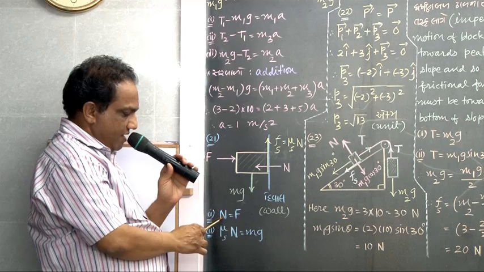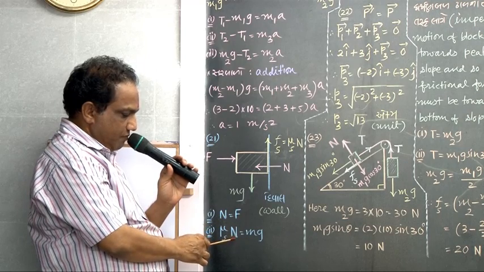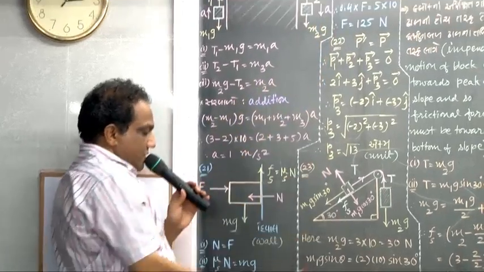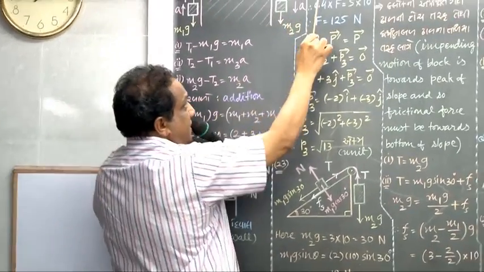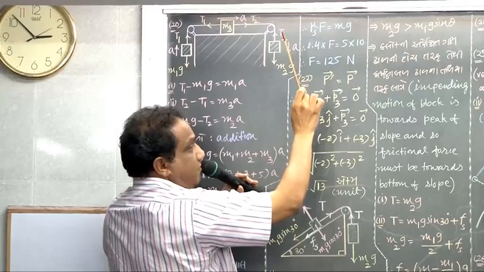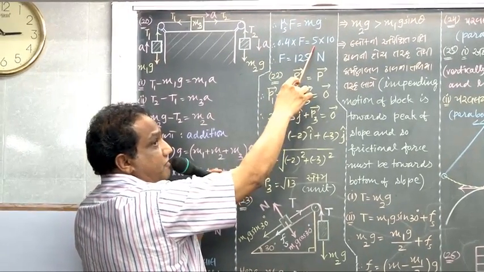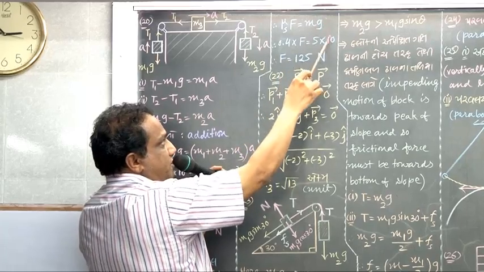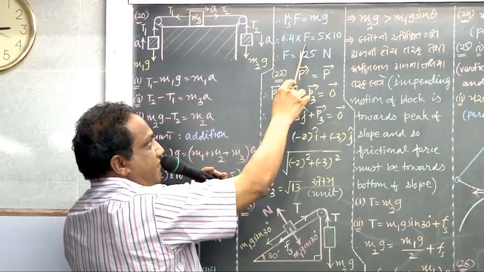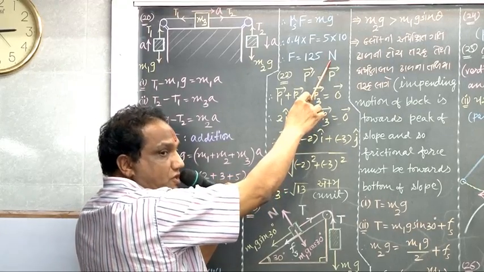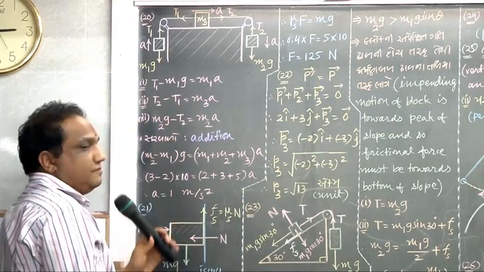Put the value of N equals F. So mu s into F equals mg. Coefficient of static friction is given as 0.4. External force I require. Mass of the block is given as 5 kg. Value of g is 10 meter per second square. Capital F comes out to be 125 Newton. Got it? Next.